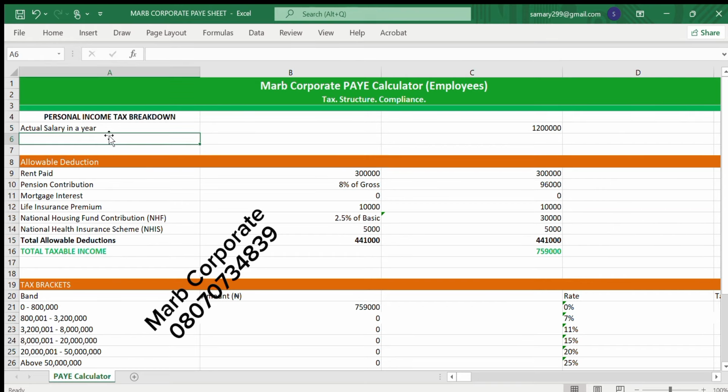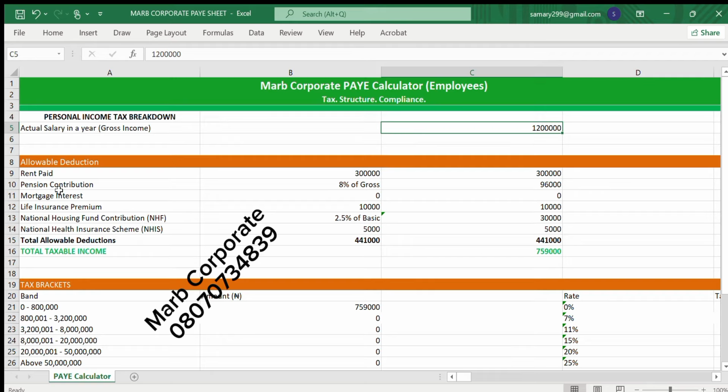So the first thing we have here is the actual salary in a year, which is also known as gross income. Your gross income, that is, nothing has been removed yet. Tax has not been removed. Allowable deductions have not been removed. So let's say this is 1.2 million. You get 100,000 every month. So if you multiply it by 12, it means you have 1.2 million as your gross income.